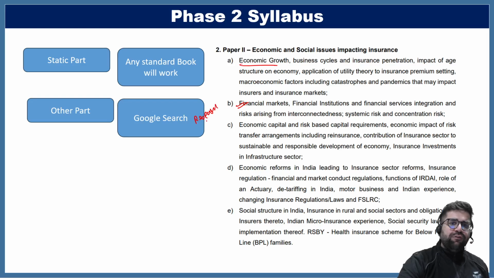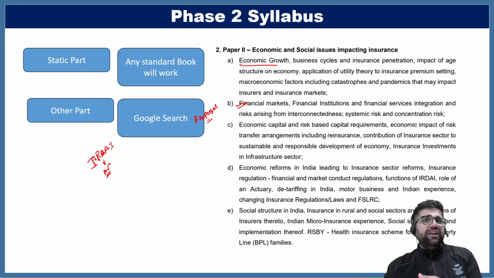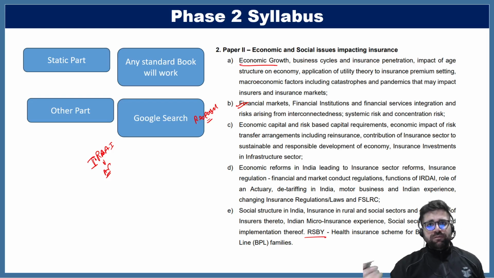A very important document is the IRDAI annual report of the current year. Again, there is no standard book over here. For example, how will insurance penetration or insurance density impact the Indian economy, or how will different schemes like RSBY, the Rashtriya Suraksha Bima Yojana, impact poor people and increase their access to healthcare services?